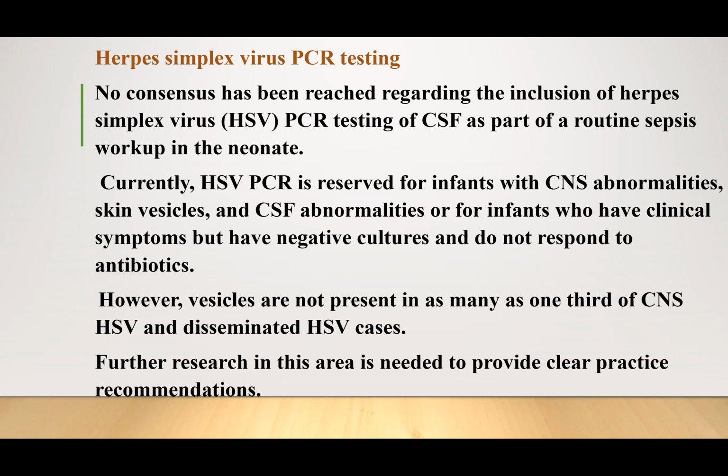Sometimes we need to do PCR for herpes simplex. As I told you, if you find a vesicle or the mother has herpes infection in her genitalia, it is very important to consider this one, and you are going to start acyclovir. Herpes simplex viral PCR is reserved for infection with CNS abnormality, skin vesicles and CSF abnormalities, or for an infant who has clinical symptoms but a negative culture. So it is very important to consider the PCR for herpes simplex.